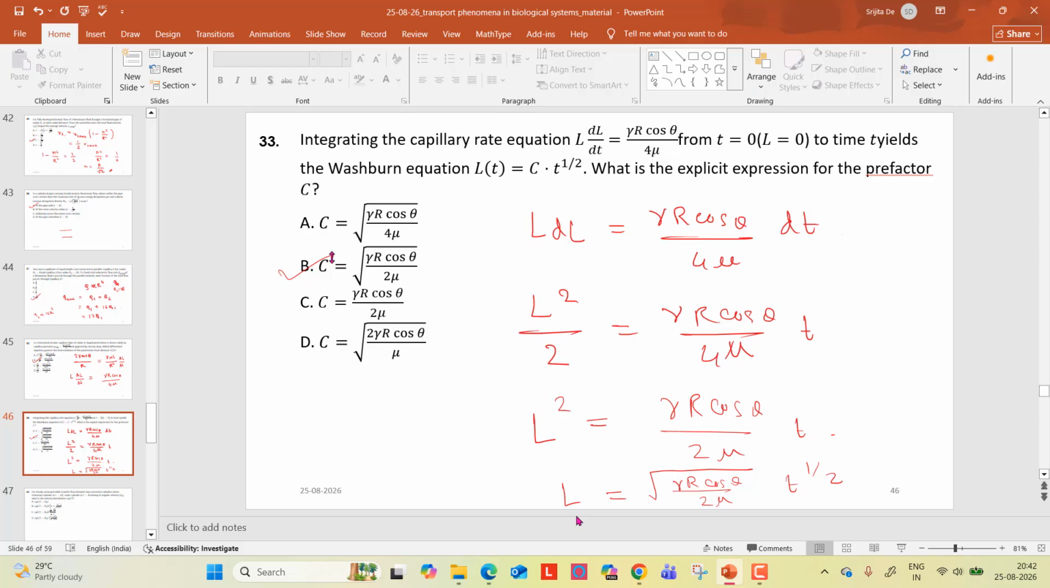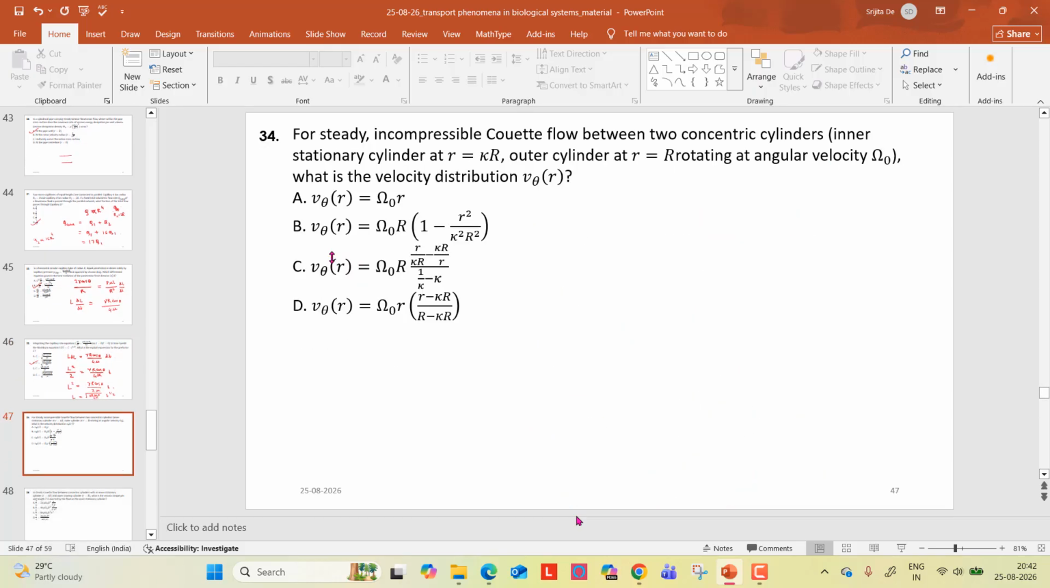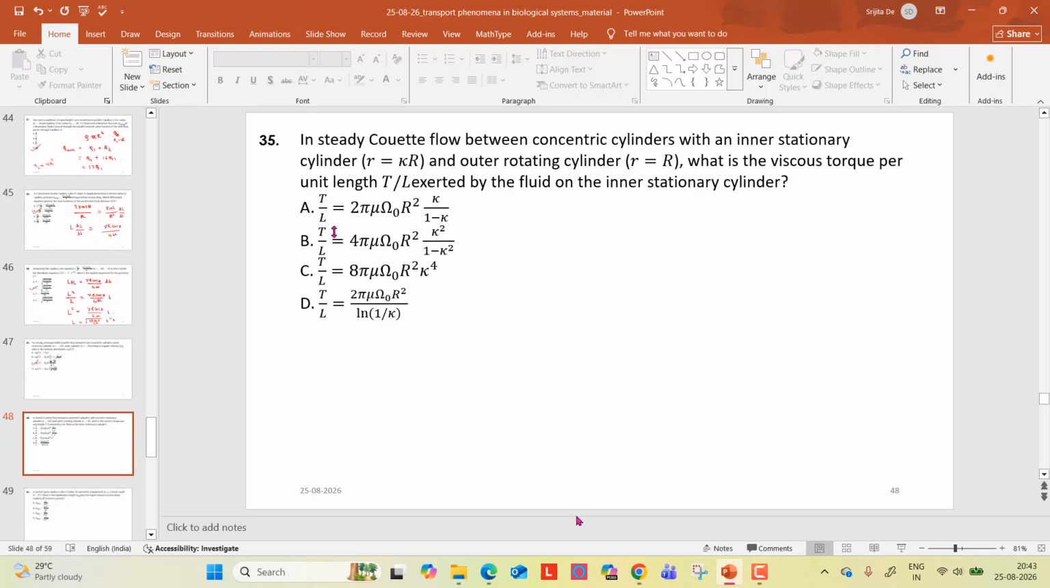Next. For steady incompressible Couette flow between two concentric cylinders, what is the velocity distribution? So this is already done, so you can just write it. This is option C. You can see the derivation in the class lecture. You will get this. Next. In steady Couette flow between concentric cylinders with an inner stationary cylinder and outer rotating cylinder, what is the viscous torque per unit length?